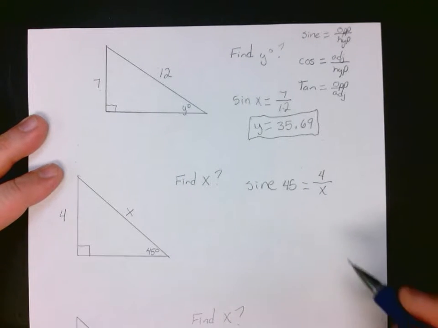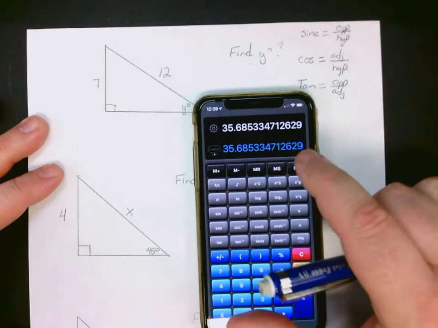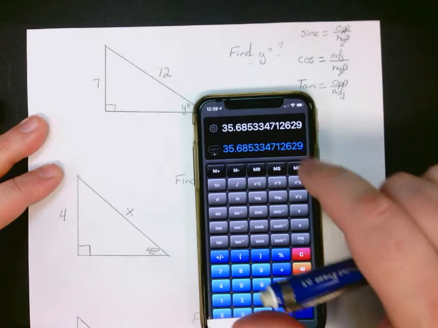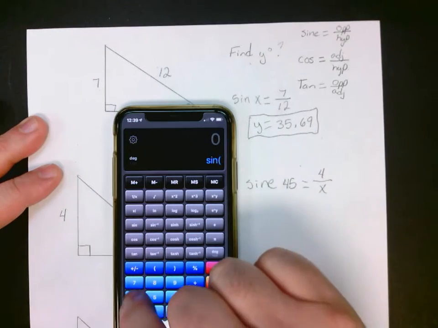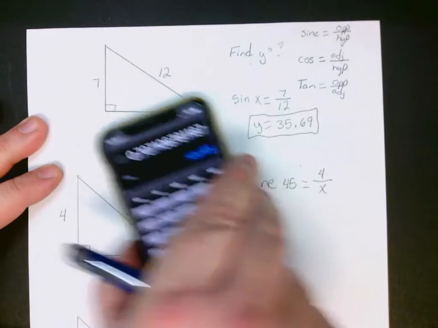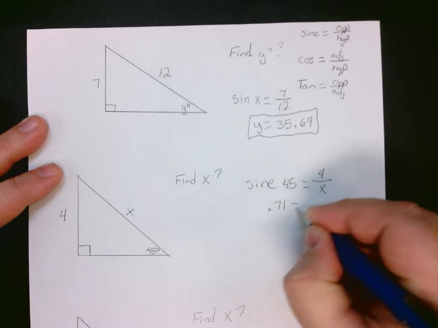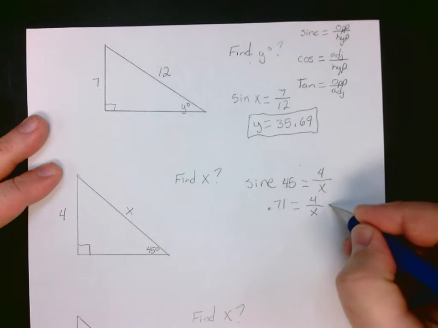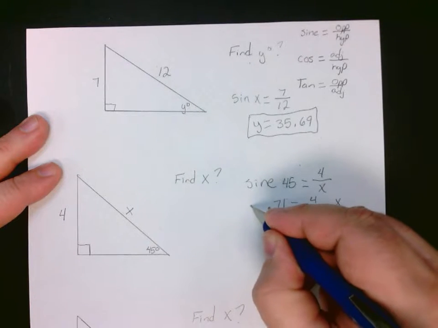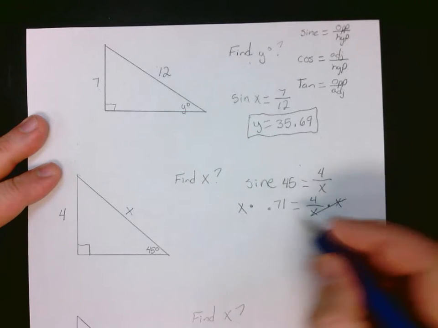Now you just use algebra. Let's find, again, I'm going to throw my calculator on here. I want to memory clear this, and we want to find the sine. The sine of 45 is 0.71. So we have 0.71 equals 4 over x. Now, how would you solve this algebraically? I want to get x by itself, so I'm going to multiply by x, but I have to multiply this by x. So these x's cancel.